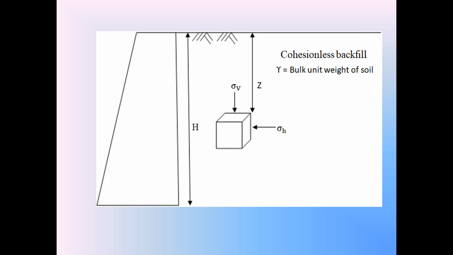Remember that Mohr stress circle, because for this soil element, by taking sigma V and sigma H, sigma V is the major principal stress and sigma H is the minor principal stress. Sigma V is sigma 1, sigma H is sigma 3. For this soil element, by using the stresses sigma V and sigma H, we are preparing the Mohr stress circle.